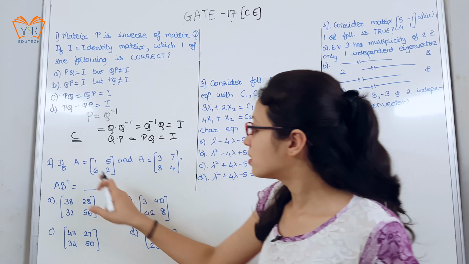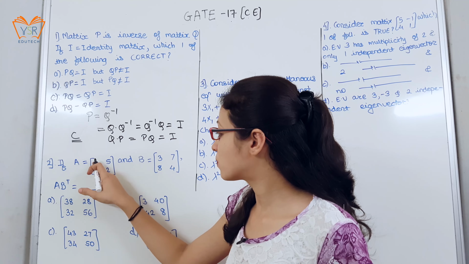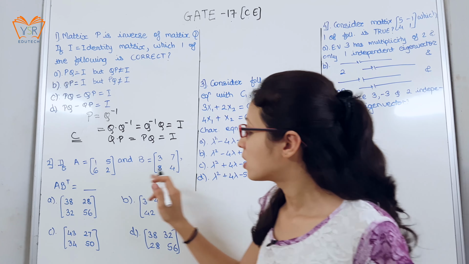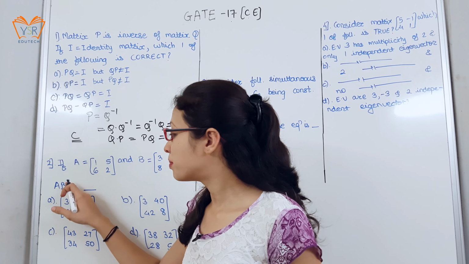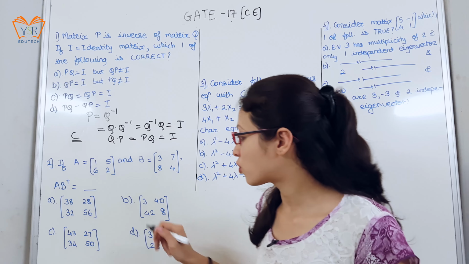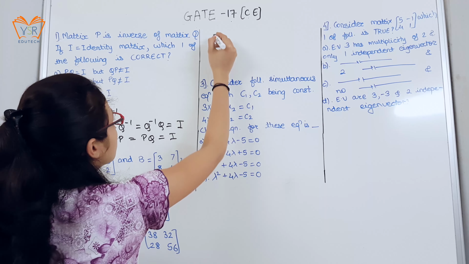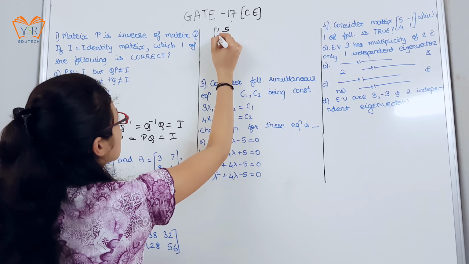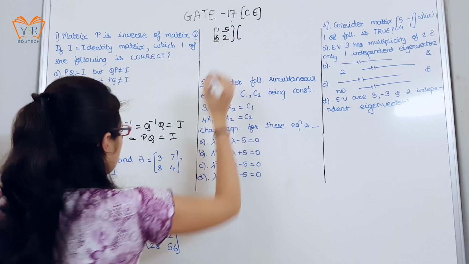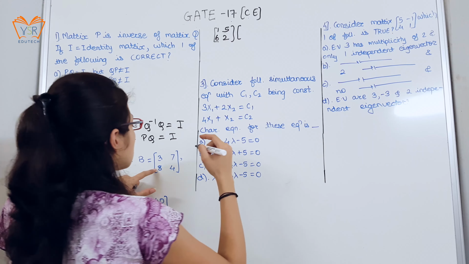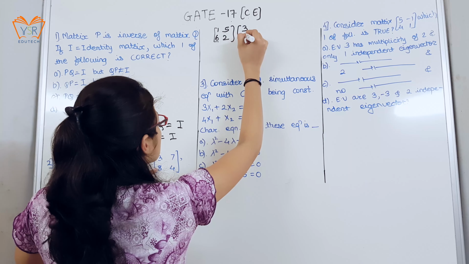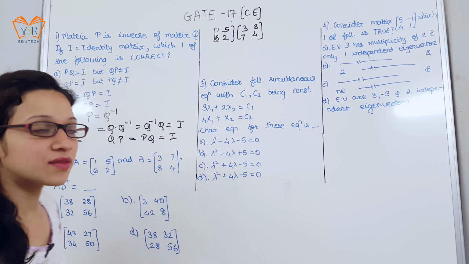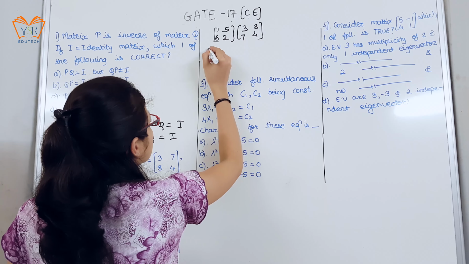The next example: if A is equal to matrix 1, 5, 6, 2 and B is equal to 3, 7, 8, 4, find A into B transpose. These are the four options. Now A into B transpose. A is 1, 5, 6, 2 and B transpose, interchanging rows into columns or columns into rows, gives 3, 8, 7, 4. Go for matrix multiplication.